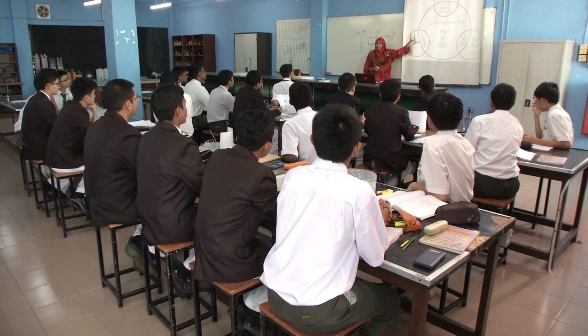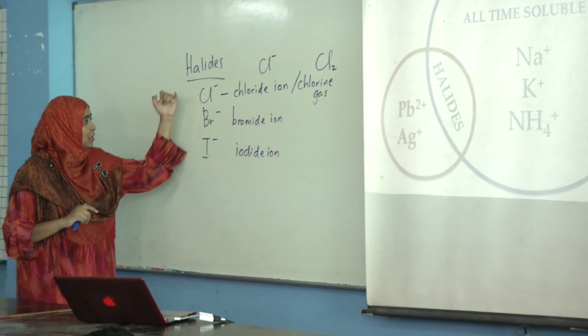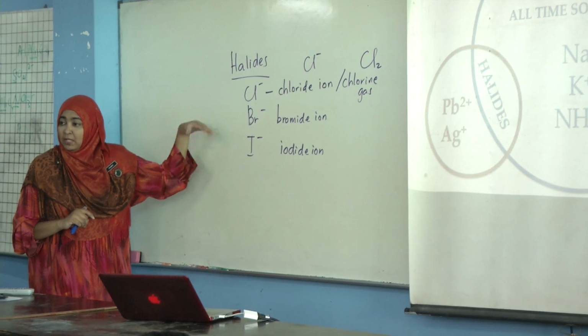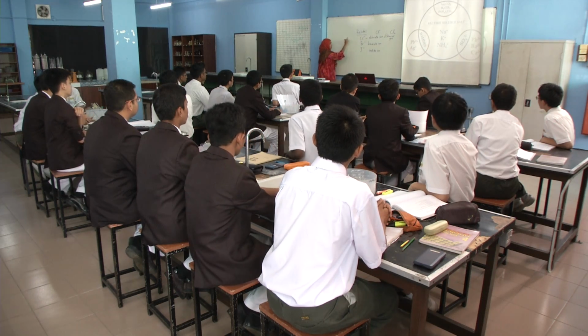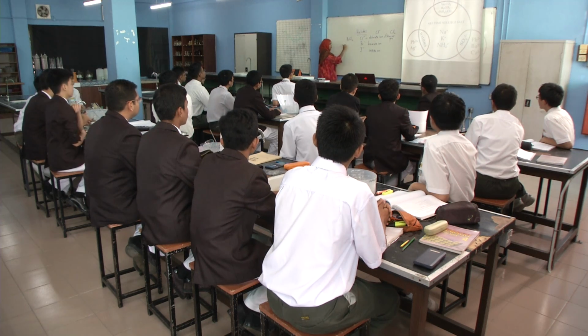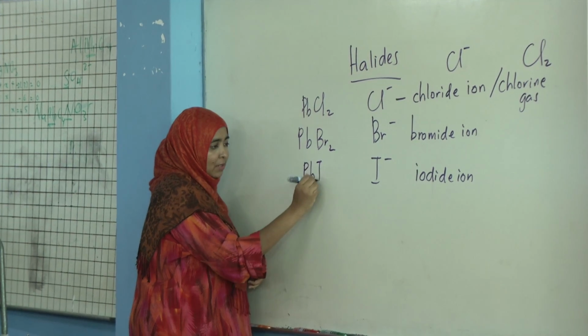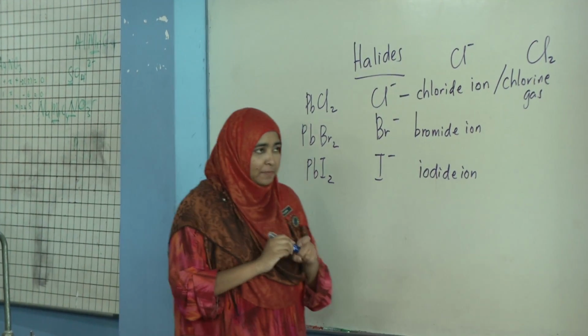But we have an exception. What kind of exception? We have Pb2+ and Ag+. When they are combined with any Cl-, Br-, or I-, they become an insoluble salt. So, for example, PbCl2, PbBr2, PbI2. Now, how to memorize this easier?